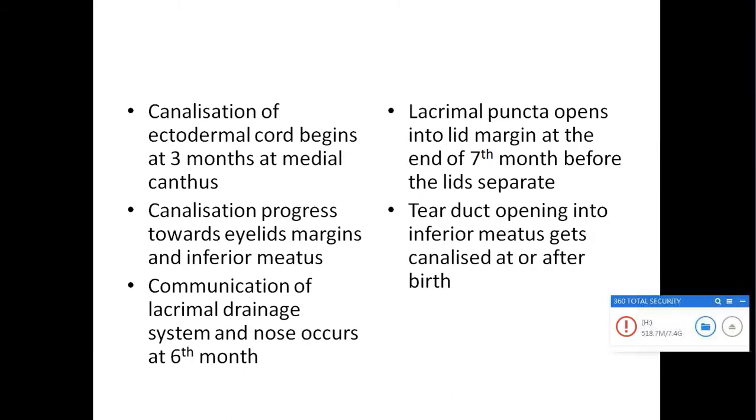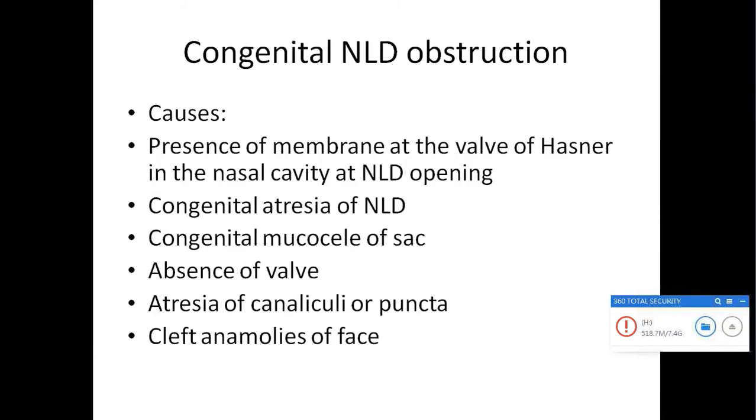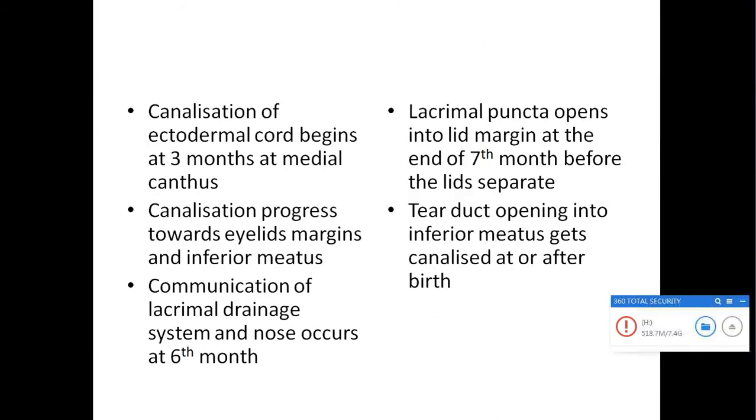So the canalization of the ectodermal cord begins at 3 months at medial canthus. Canalization progresses towards eyelid margin and inferior meatus. Communication of the lacrimal drainage system and nose occurs at 6th month of intrauterine gestation. Lacrimal puncta opens into the lid margin at the end of 7th month when the lids separate. Two lids will separate at the 7th month of intrauterine gestation.